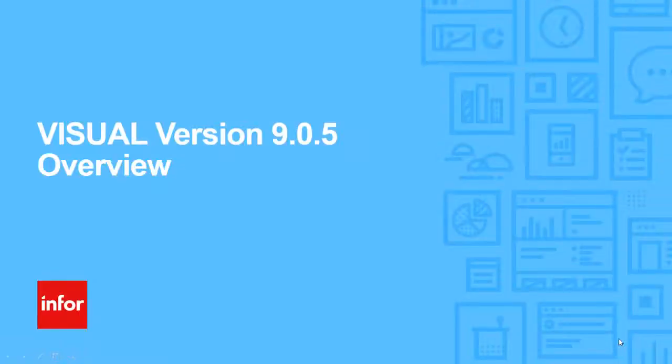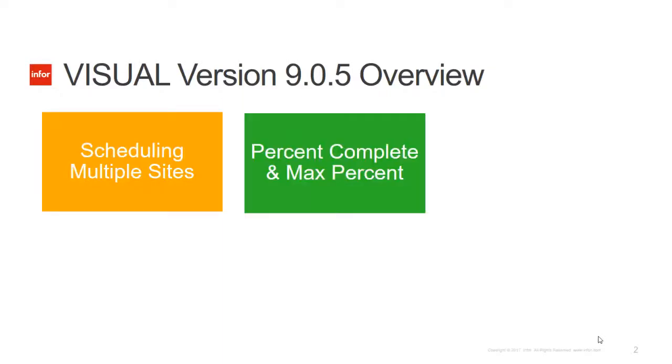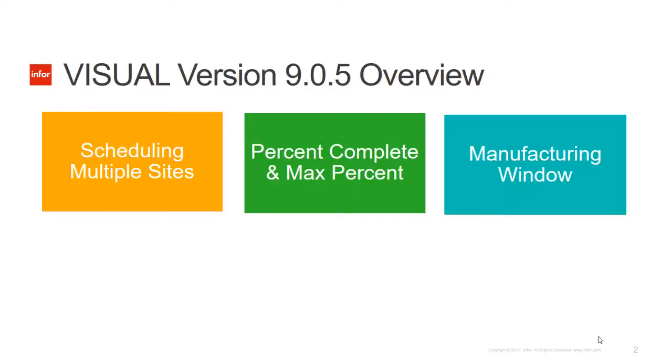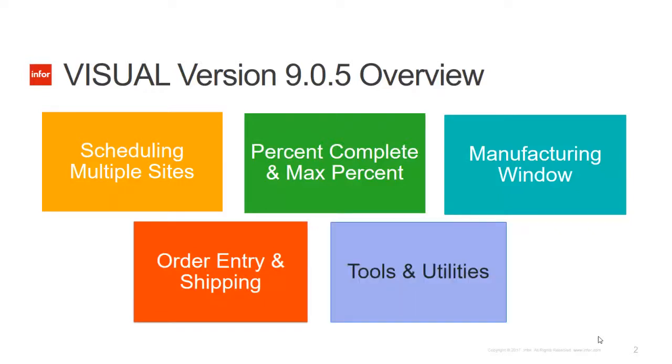The following will be an overview of Visual version 9.05. Included enhancements are scheduling by multiple sites, percent complete reporting, including a maximum percentage limit, a few enhancements for the manufacturing window, and a couple of small additions for order entry and shipping. The overview will end with tools and utilities.